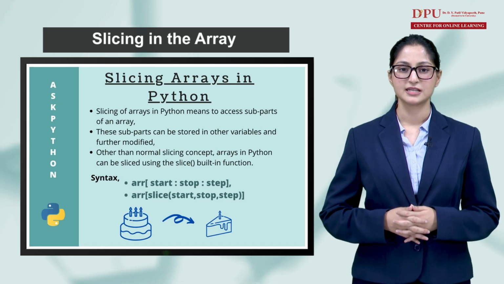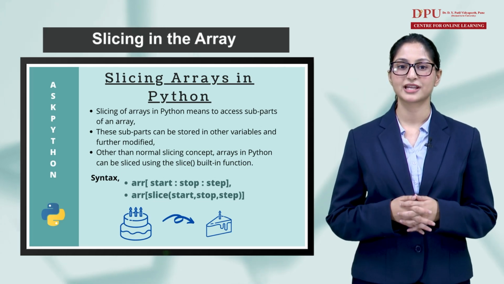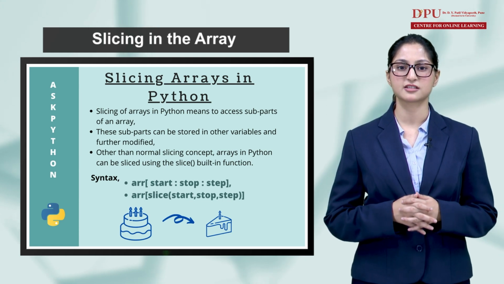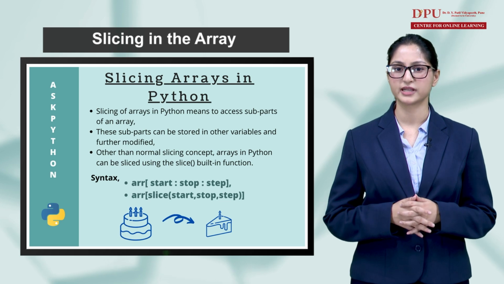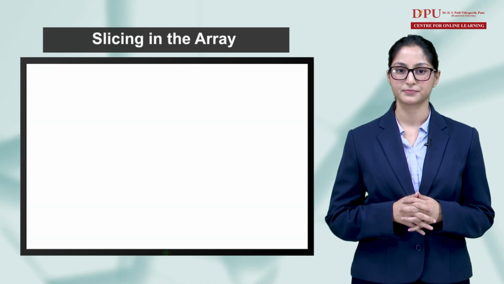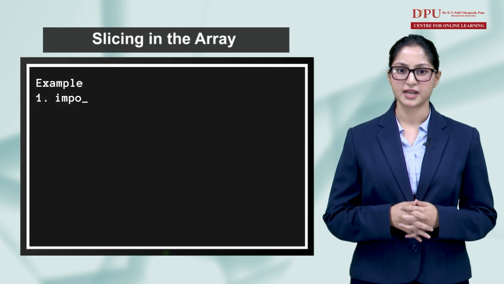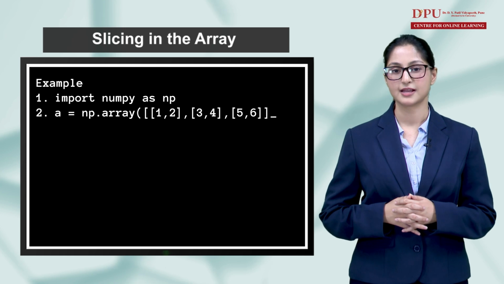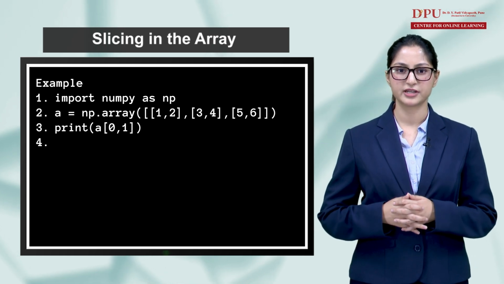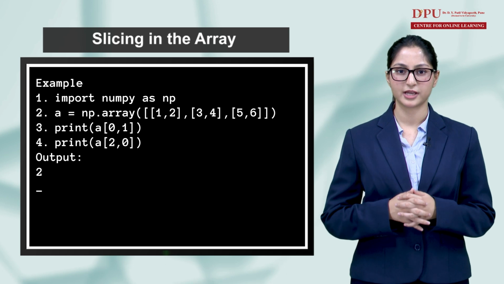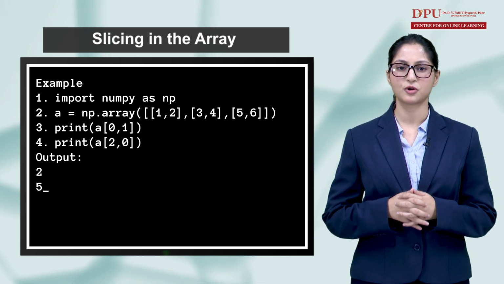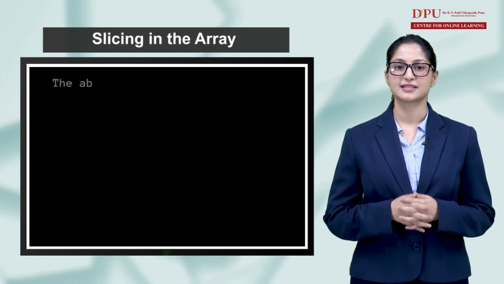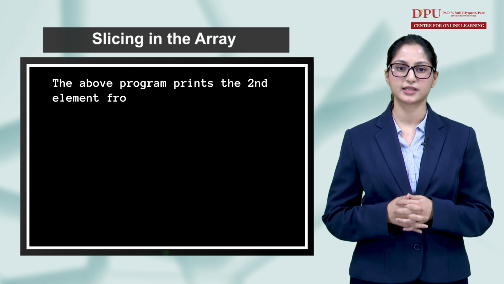Slicing in the array. Slicing in the NumPy array is the way to extract a range of elements from an array. Slicing in the array is performed in the same way as it is performed in the Python list. Consider the following example to print a particular element of the array. Example: import numpy as np. a equals np.array, with the following pairs of numbers as parameters to the array function. Print a[0, 1] within square brackets. Print a[2, 0] within square brackets. Output: the above program prints the second element from the 0th index and the 0th element from the second index of the array.